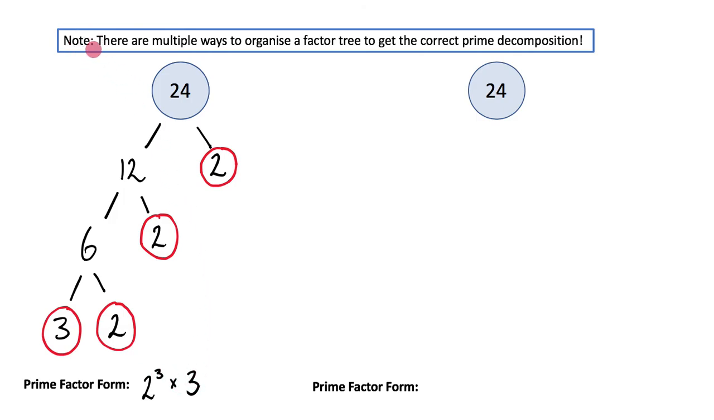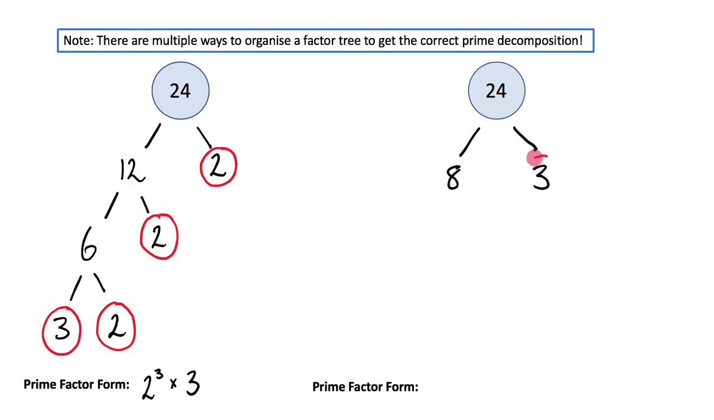But if we look up here at this note, there are multiple ways to organize a factor tree to get to the correct prime decomposition. So in other words, I could break down this 24 in different ways. I don't necessarily have to break it down into 12, then 2, then 6 and 2, and so on. Instead, let me break it down in a different way. Let me go 8 and 3, because 8 times 3 is 24.